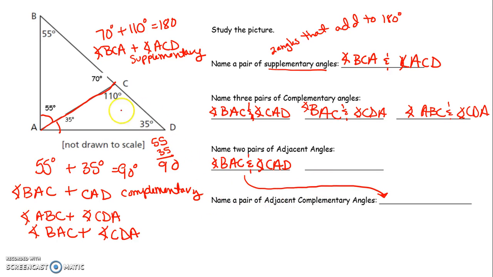Let's get another pair of adjacent angles. Oh, these 2 angles here touch. Any 2 angles that touch. So I'm going to say this angle and this angle, angle BCA and angle ACD. They share a vertex, and they have this beautiful common side, AC. Those happen to be a supplementary adjacent pair.